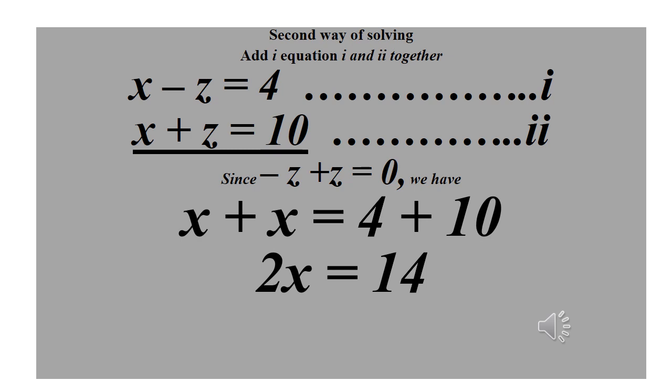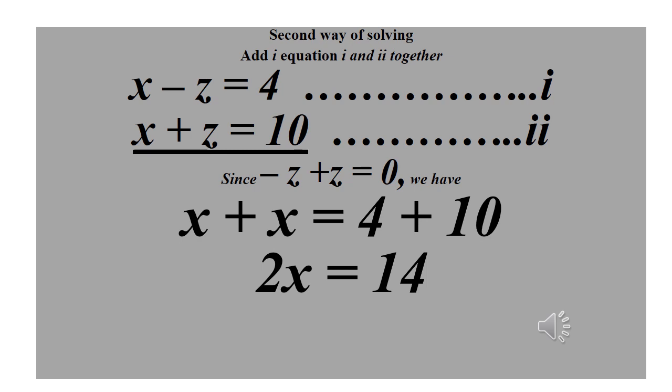Using the other two factors of 40, which is 4 times 10, to solve the simultaneous equation, we give 4 to x minus z and 10 to x plus z. So we have the two equations now. x minus z equals 4 as our first equation, and x plus z equals 10 as the second equation.